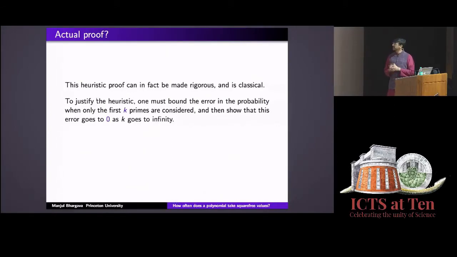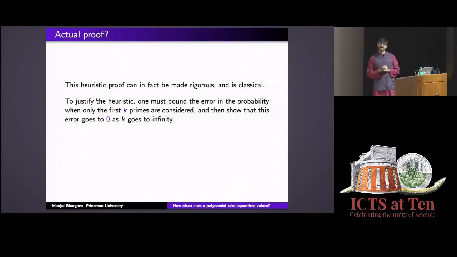So I'll just say a couple sentences about how one goes about justifying this heuristic proof. To justify the heuristic, one has to actually do this for finitely many primes at a time, but more and more primes. So you'll take k primes and you'll ask it to be not divisible by the kth prime squared for the first k primes. And there it is true that the primes behave independently.